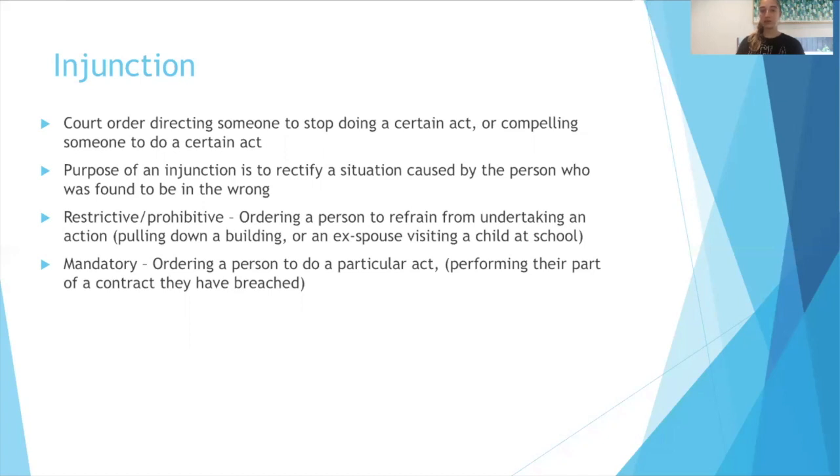There are two different types of injunctions. One type is restrictive, which is ordering a person to refrain from undertaking a certain action. So you might get an injunction to prevent your neighbour from pulling down the fence, or prevent a family member from visiting a child, or prevent the council from ripping down a house.